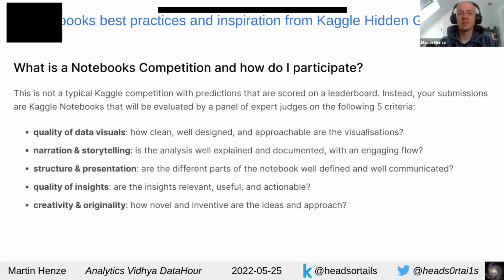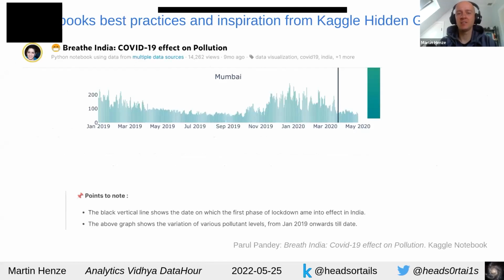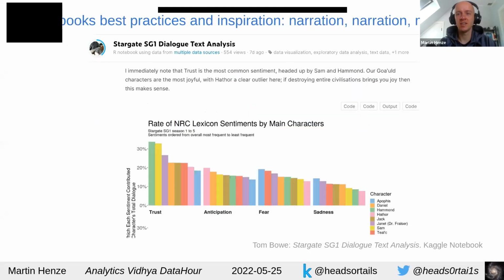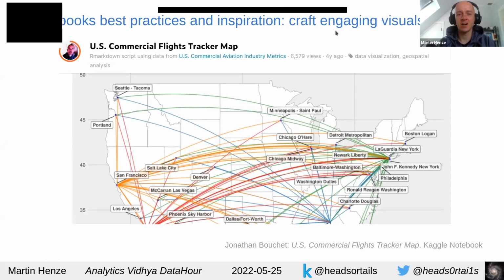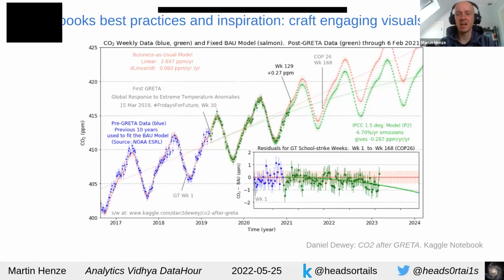Well, then maybe we can conclude with my suggestion to get inspiration from Kaggle Hidden Gems specifically, and from Kaggle in general, right? There's a lot of inspiration there when it comes to how to write great narration and storytelling, how to craft engaging visuals that tell a story as well and communicate specific insights. Like there are some plots in some of these notebooks that would not look out of place in a science or nature paper.